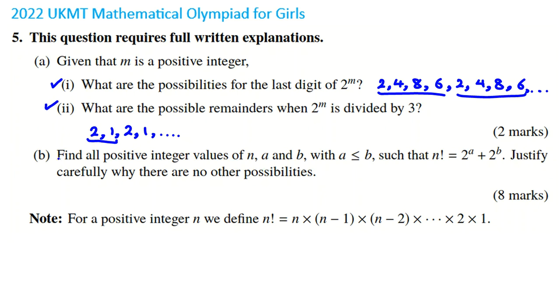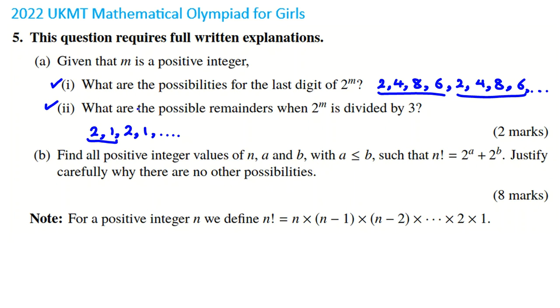2 marks. Next part. Find all positive integer values of n, a, and b with a at most b, such that n factorial equals 2 to the a plus 2 to the b. Here we can also solve it with mods, and we have some other problems related to this. If you want to learn them, feel free to send a message to my WhatsApp number in the description and comments. All of them are positive integers n, a, and b. Okay, justify carefully why there are no other possibilities.